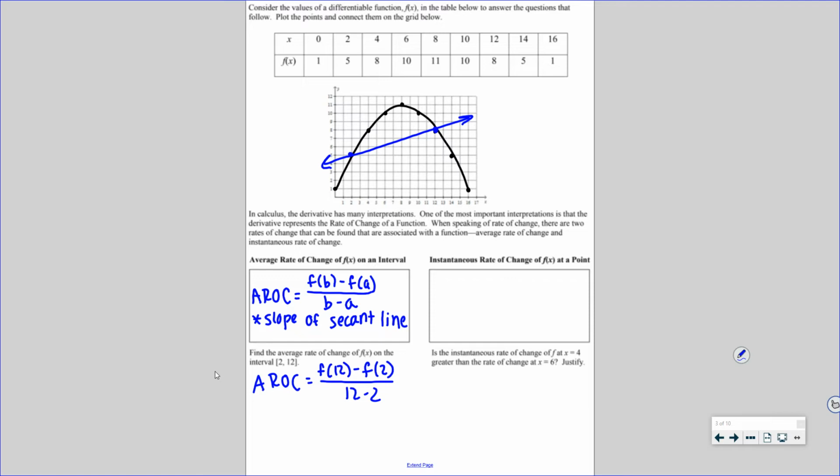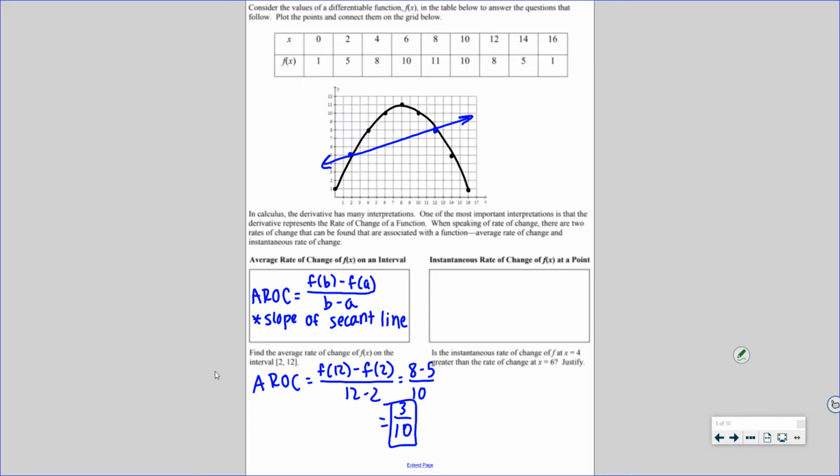All right, so f of 12, you can obviously get that from your table or from your graph. That's 8. f of 2 is 5, all over 10. 3/10 would be the average rate of change between those. Makes sense because we got a positive slope and our secant line's clearly positive. Average rate of change. Okay, you guys have been doing that since Algebra 1.